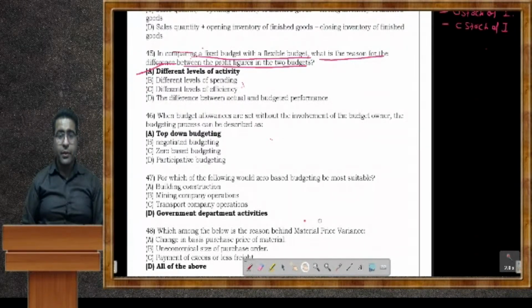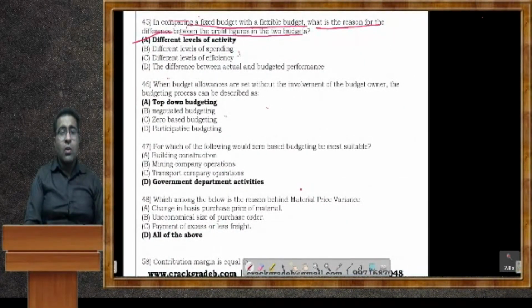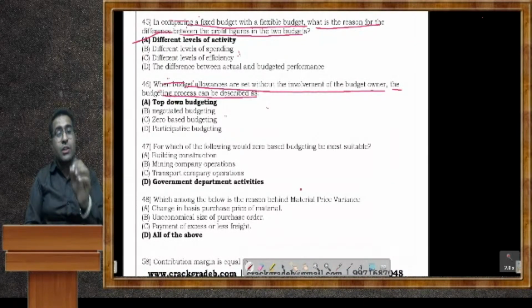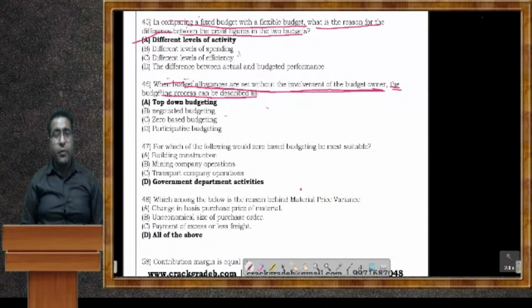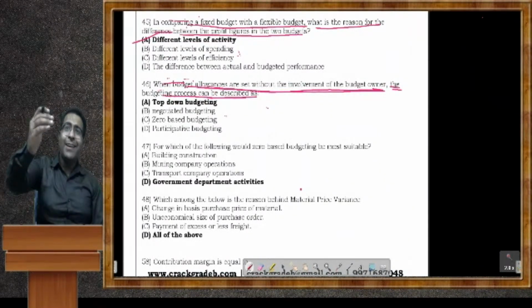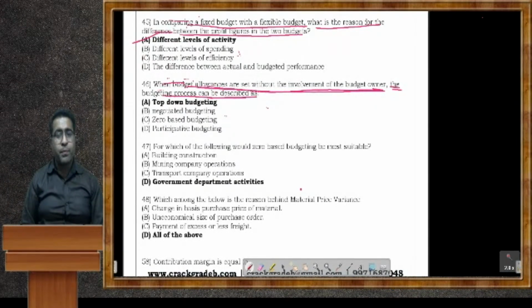Next, when budget allowances are set without the involvement of the budget owner, the budgeting process can be described as what? Just listen properly and understand. When any type of allowance is set without the involvement of the budget owner, then it is a top down budgeting approach. Okay.